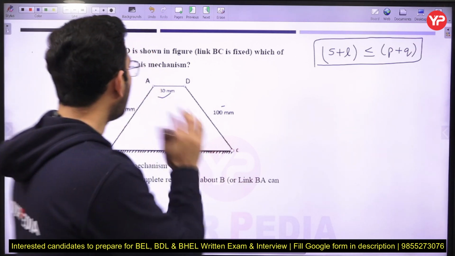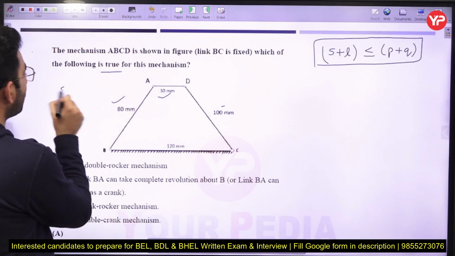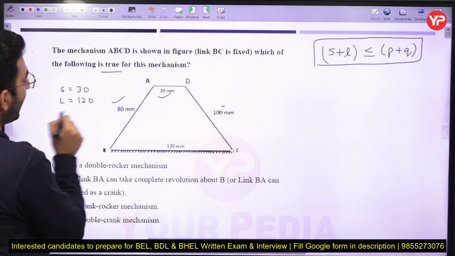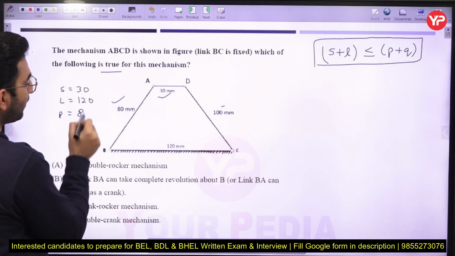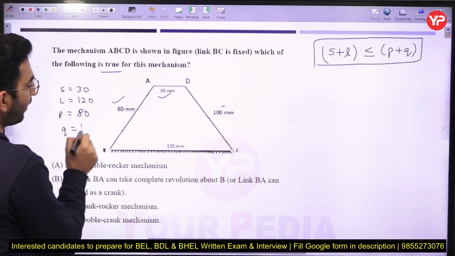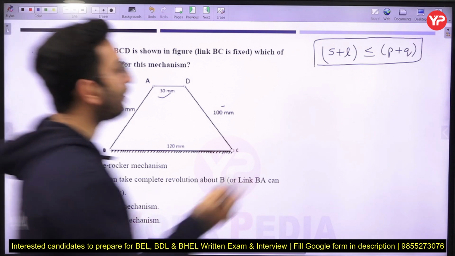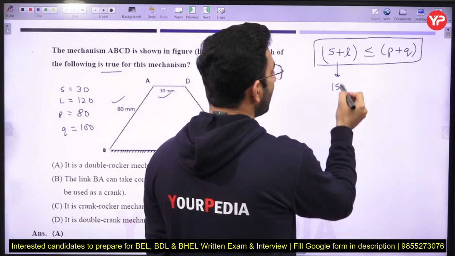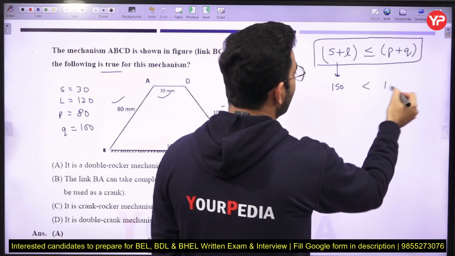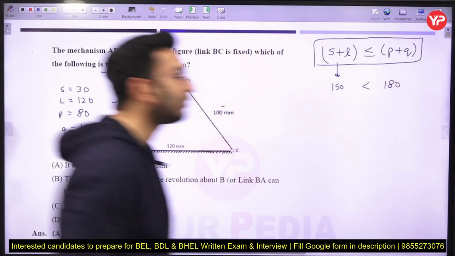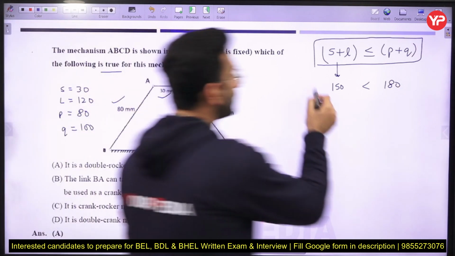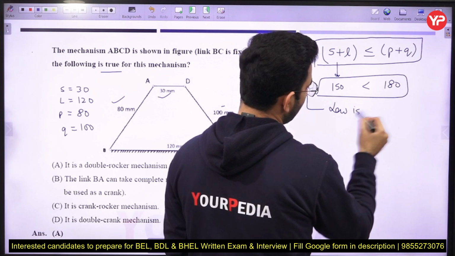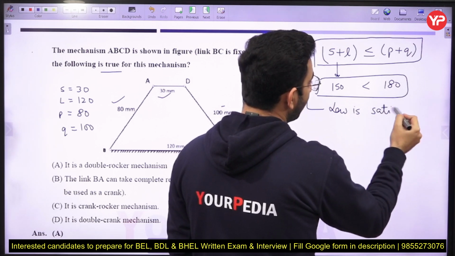In this case, the value of S is given as 30, L is given as 120, and P and Q are the other two links, that is 80 and 100. If I simplify this, you will find the value of S plus L comes out to be 150, which is less than the sum of the other two links, that is 180. So we can say the Grashof law has been satisfied. In this case, how do we find out the inversions?